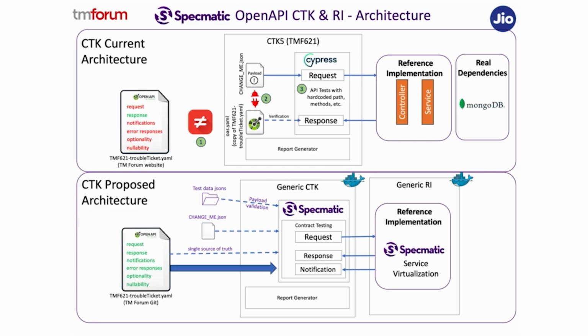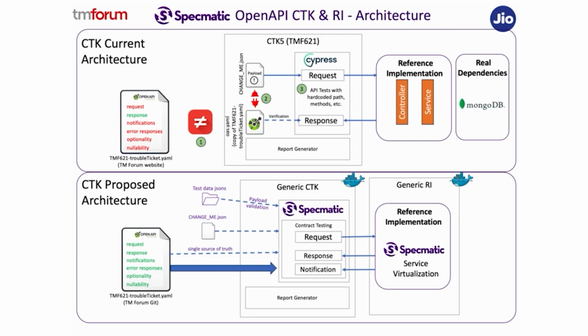So in summary, if you look at it with these changes, we are able to not only validate the requests, response, the notification, error responses, the optionality, nullability, but we're also significantly reducing the time it would take to build the CTK and the RI because we have made them generic. And the only thing that changes for these two things is the specification and the data, the payloads, which is basically loaded at runtime. So enough of slide deck.